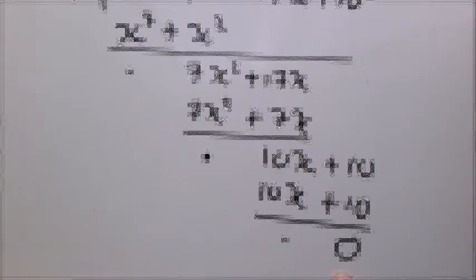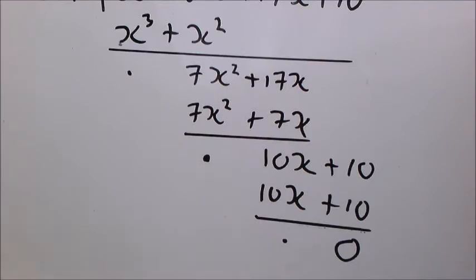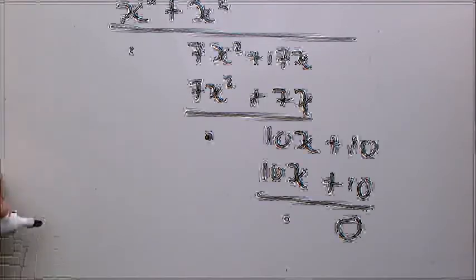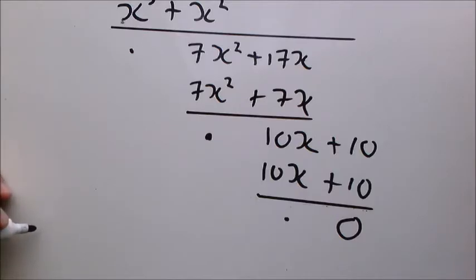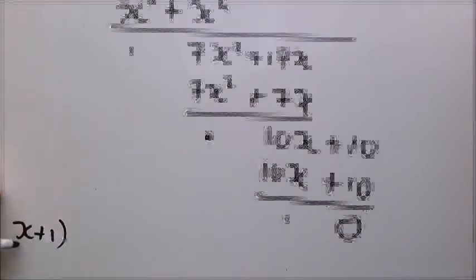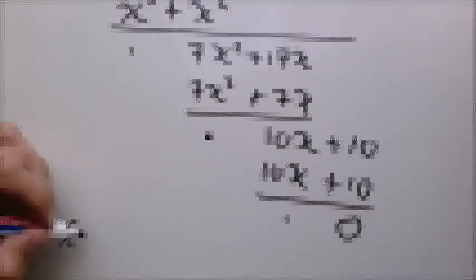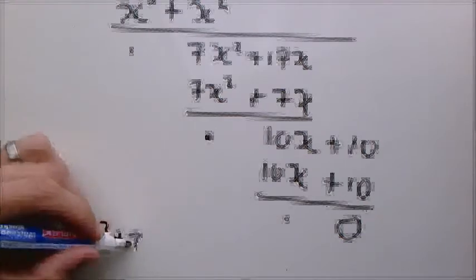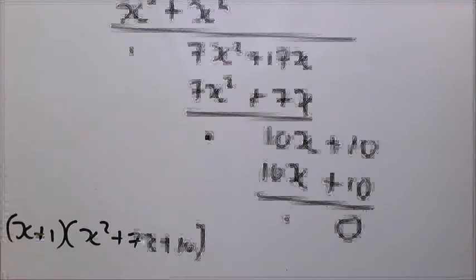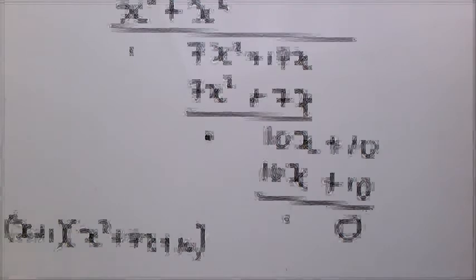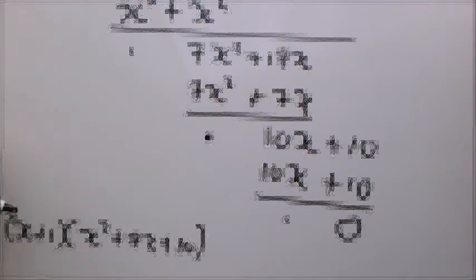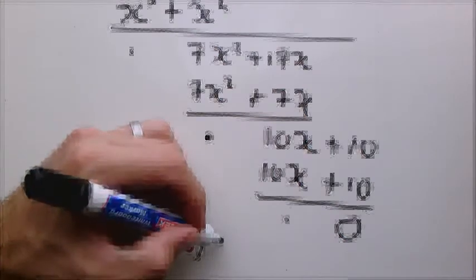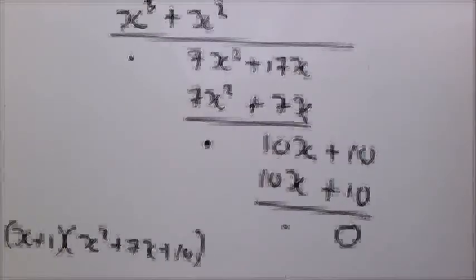If you have a 0 there, you know they're factors. So we can write the expression down as follows then. It was x plus 1 times x squared plus 7x plus 10. But we're not done yet because we still have to factorize this bracket, the quadratic equation. So let's do that. Let me just create some space.